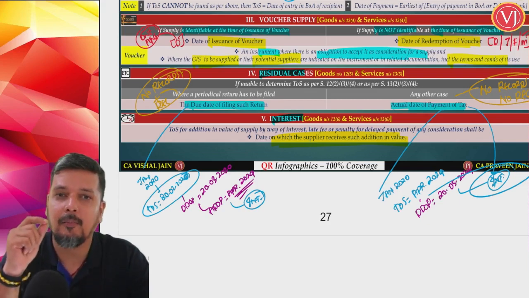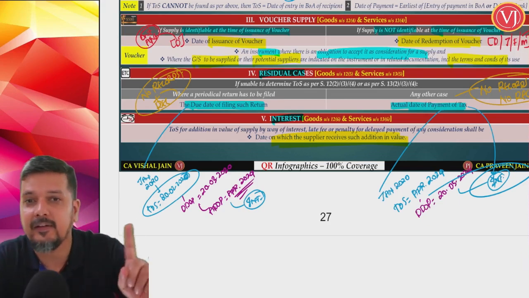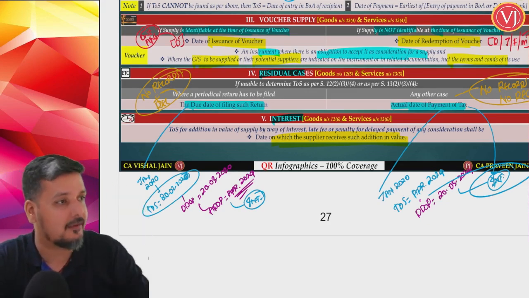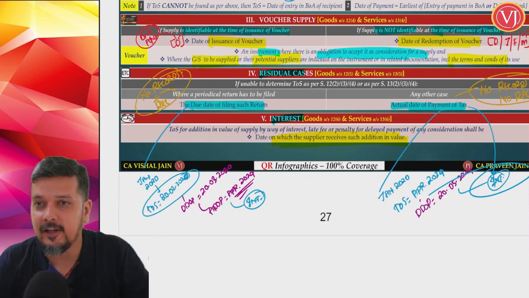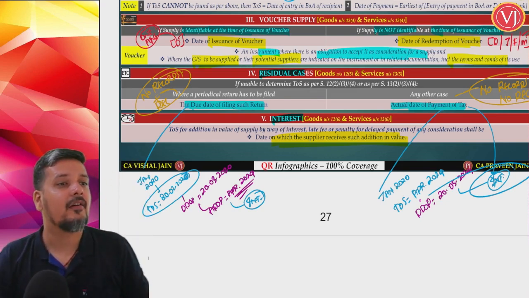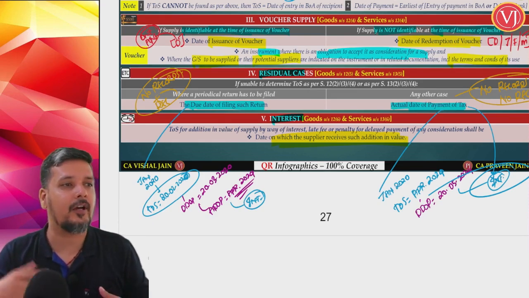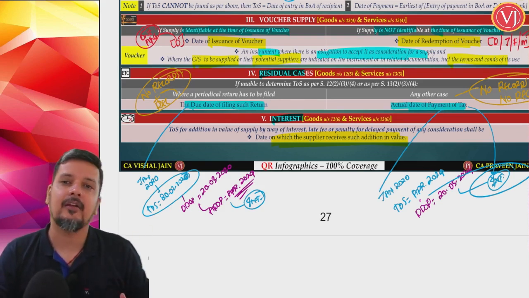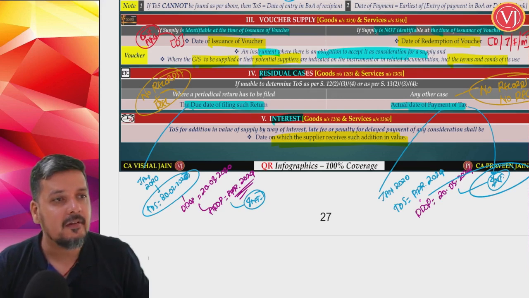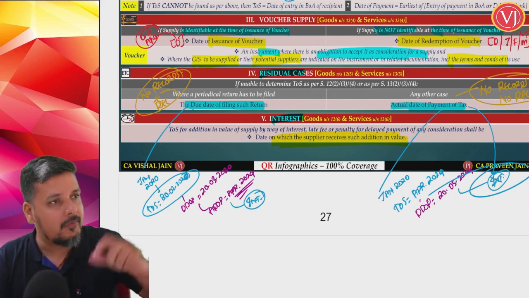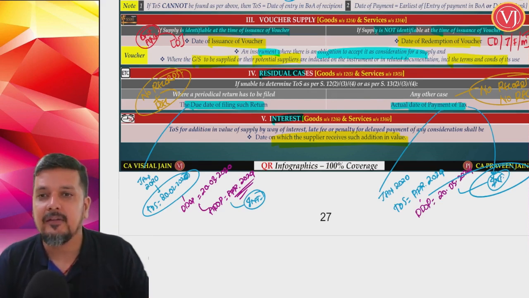But a very important point: this is only for interest, not for selling price and other charges. For selling price and other charges, time of supply is governed by the forward charge mechanism: actual date of invoice or due date of invoice for the goods sector. For the service sector, actual date of invoice or payment, whichever is earlier. It is all governed by FCM. Only for interest, it is governed separately by the interest provision.